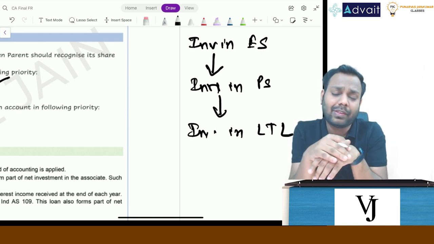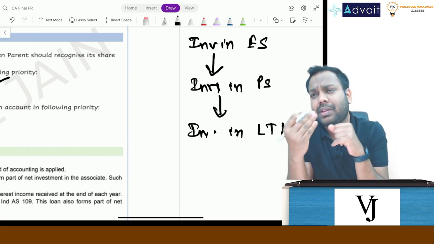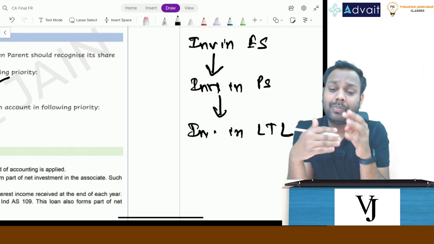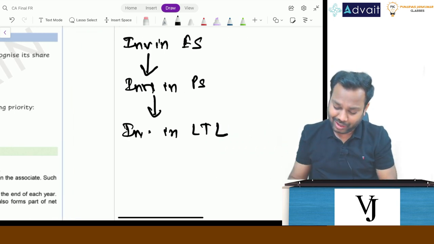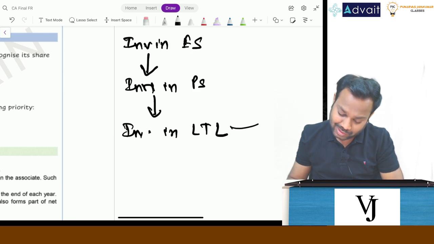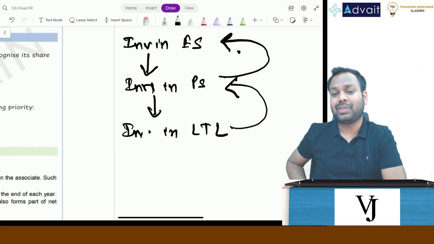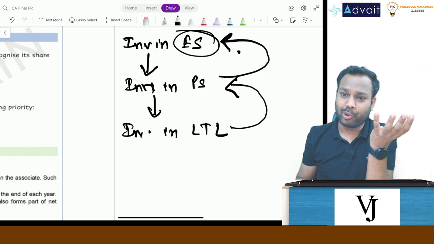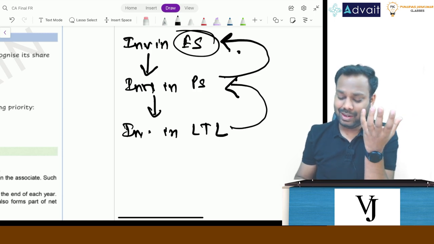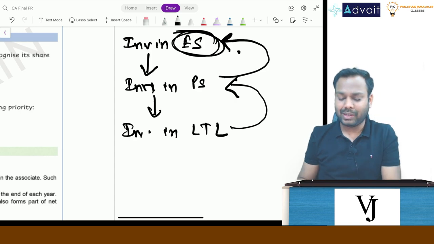This was the case when the associate company is continuously making losses. But what if that same associate starts making profit? Then I will again adjust the profits first with long-term loans, then with preference shares, and then with investment in equity shares. So when it comes to losses, equity shares are the most exposed, and when it comes to profits, they come last. That is the treatment.